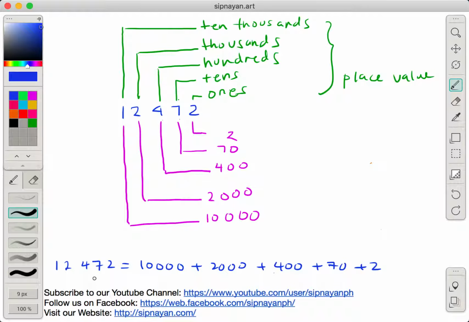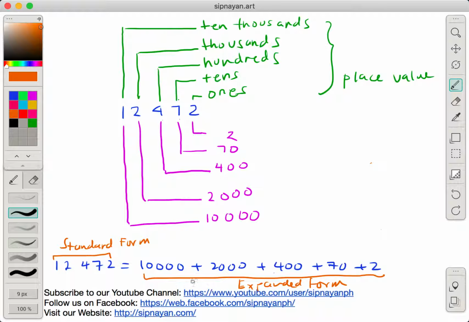Well, ang tawag pala natin dito ay standard form. Yung pagkasulat dito, this is called the standard form. Samantalang ito, ang tawag naman natin dito ay expanded form. Now, importante yan later sa pag-aaral natin ng place value at pag-aaral natin ng operations kagaya ng addition, subtraction, multiplication, and division.